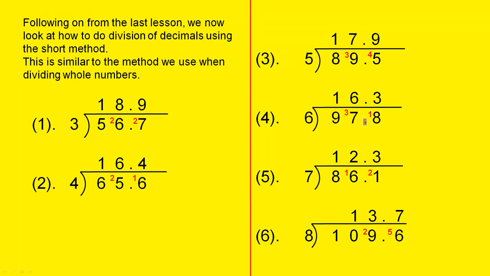6 divided into 97.8. 6 into 9 goes once and 3 left over. 6 into 37 goes 6 and 1 left over. 6 into 18 goes 3. The answer is 16.3.